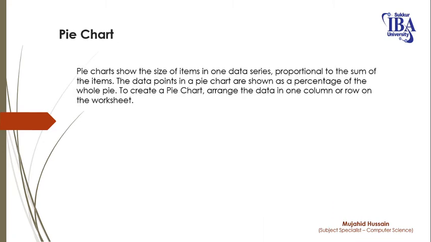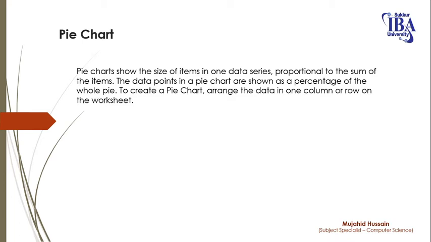Then pie chart. A pie chart shows the size of items in one data series. It means if you have one data series, the number of items in that data set will be shown by the pie chart, proportional to the sum of the items, and the total number of items available in that data series will be shown. The data points in a pie chart are shown as a percentage of the whole pie. It means you have a whole pie and the percentages will be shown as the data points.